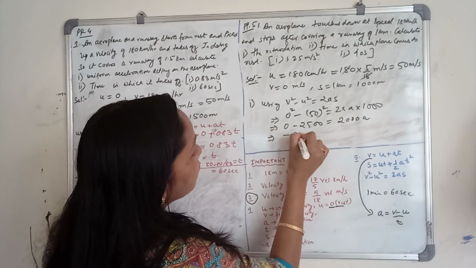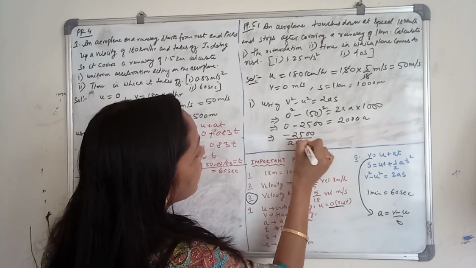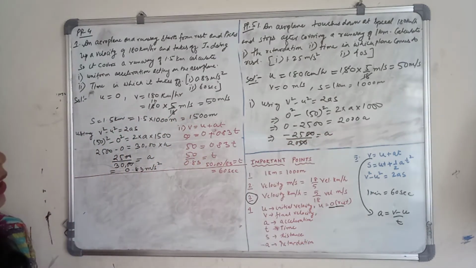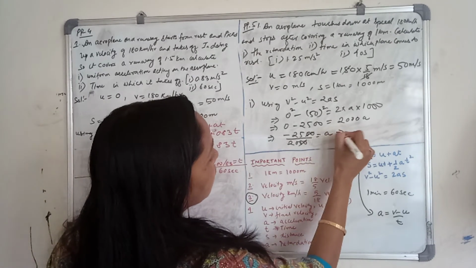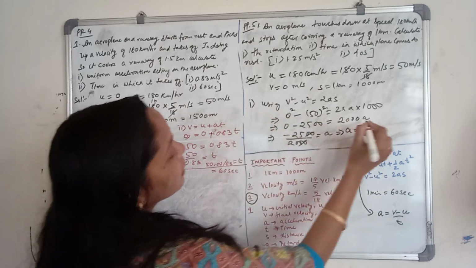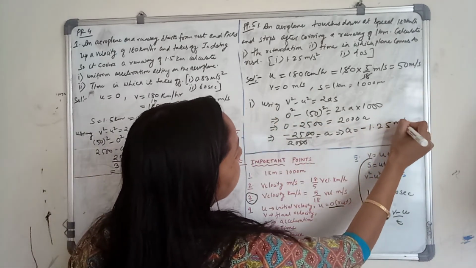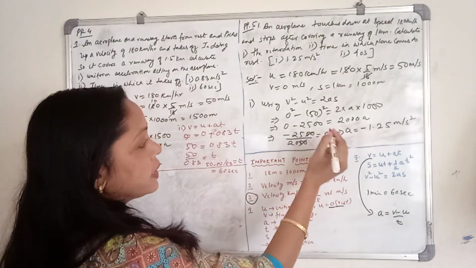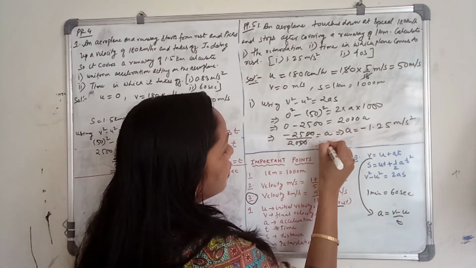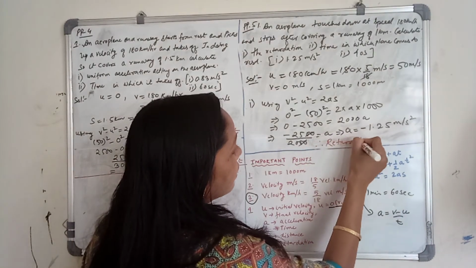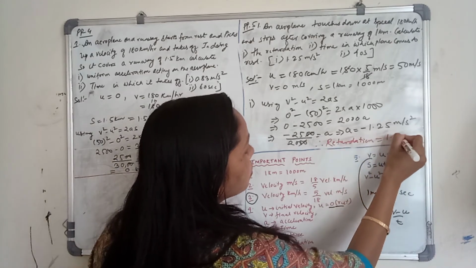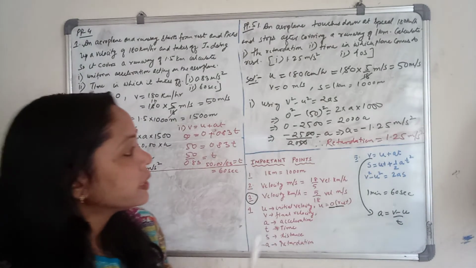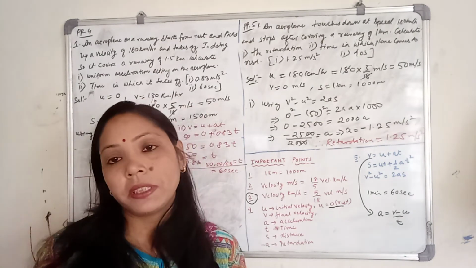So, minus 2500 by 2000 is equal to a. Cancel it. Now, this comes as 25 by 20. Now, if you solve this one, you will get a is equal to minus 1.25 meter per second square. Now, a comes as a negative. It means this is called as a retardation. Therefore, retardation is equal to 1.25 meter per second square. So, this is your retardation, 1.25 meter per second square.